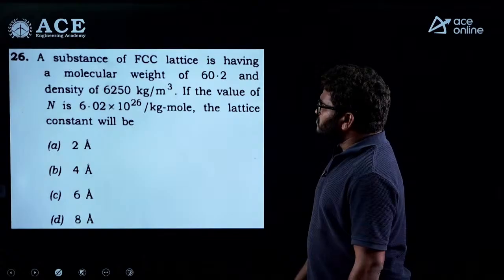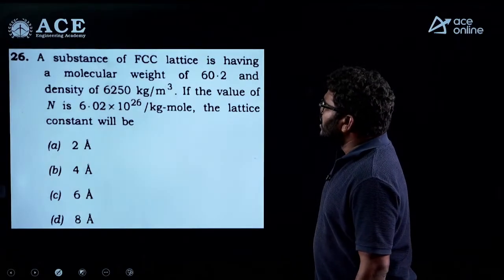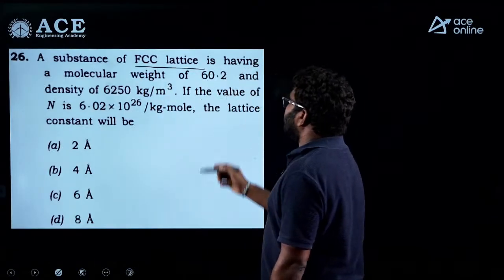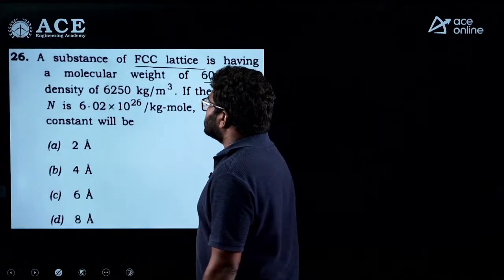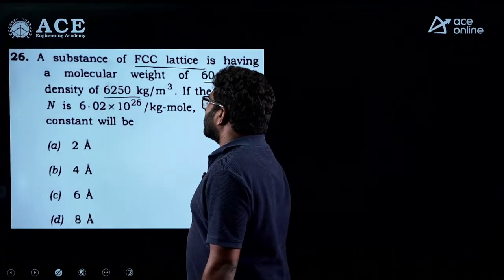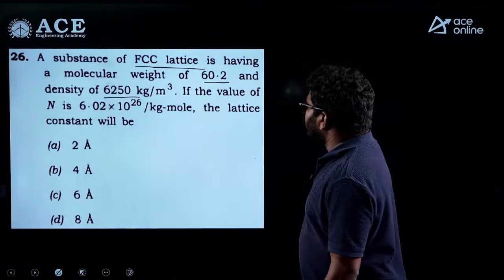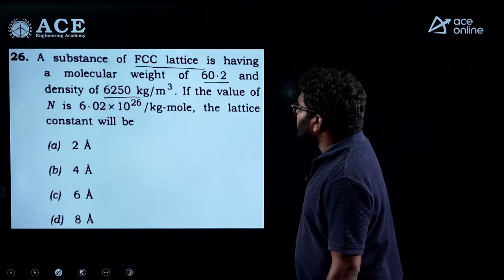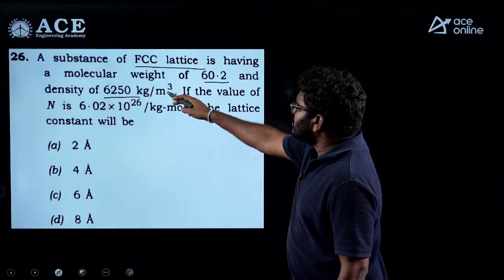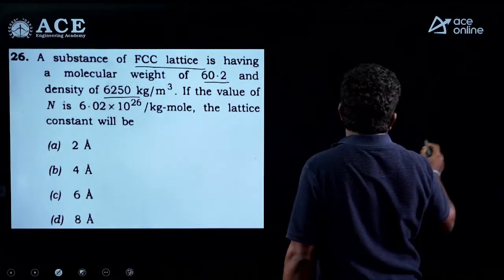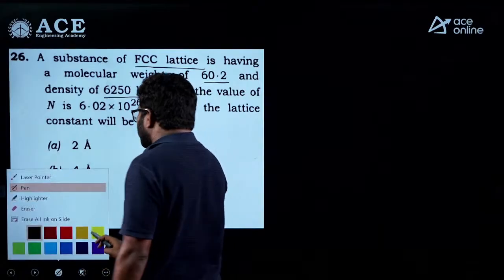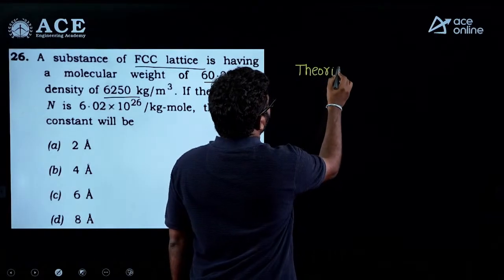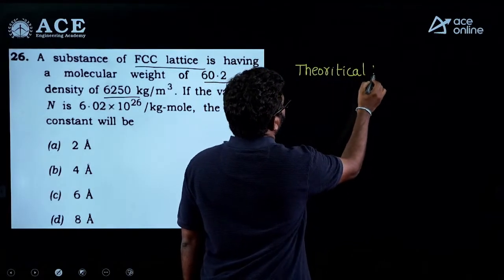Now, next question is a very simple question. See here, a substance of an FCC lattice having a molecular weight of 60.2, density of 6250 kg per meter cube. If the value of N is 6.02 into 10 power 26 per kg mole, this is given in terms of kg, this is also in kg, the lattice constant. See, there is a density equation, the theoretical density formula I am using here.